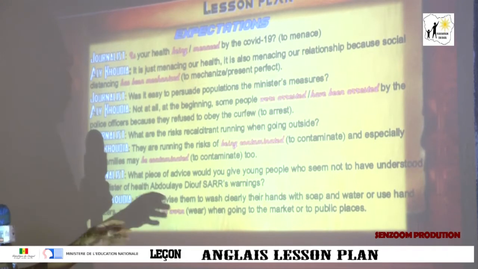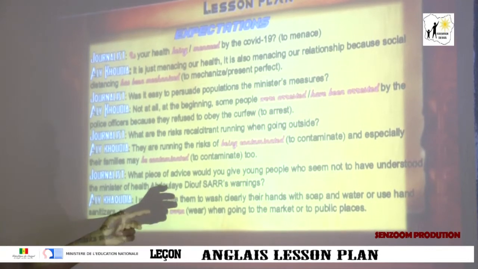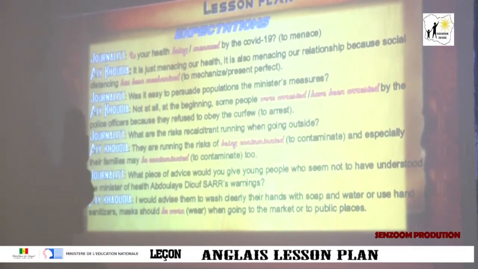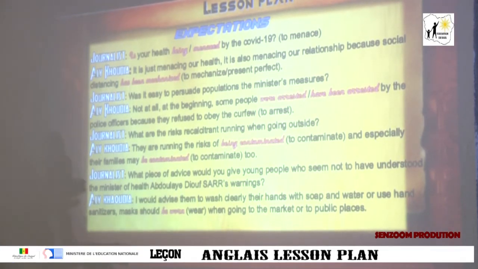Masks should be worn when going to the market or public places. Worn is an irregular verb. As a while ago, I asked the students to try to memorize some irregular verbs. There is a list of irregular verbs because here, worn is not a regular verb. It is an irregular verb, that is why the form changed. Here we have wear, wore, worn.